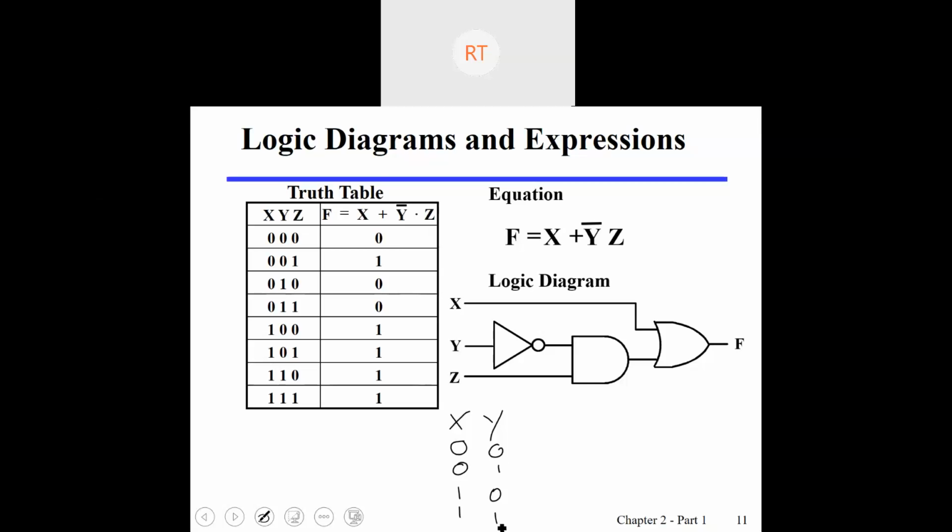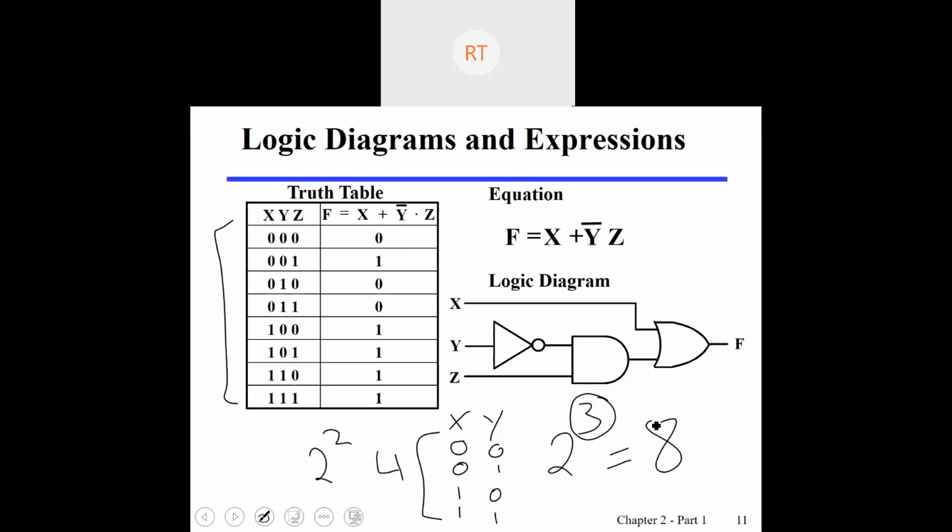You got the idea? Now, what if I have 3 variables? How many combinations did I have in 2 variables? I had 4 combinations. How come? I have 2 to the power 2, which is 4 combinations. Now, let's say I have 3 variables. How many combinations would I have? 8. How come we got the 8? It is 2 to the power 3, where 3 is the number of variables that I have. It will give me 8 combinations.